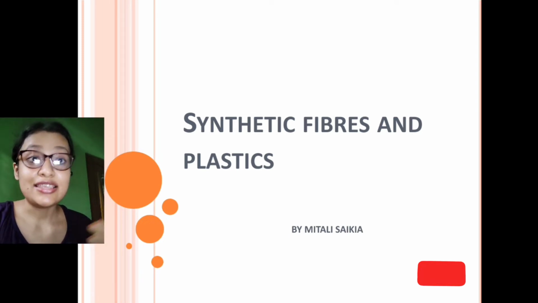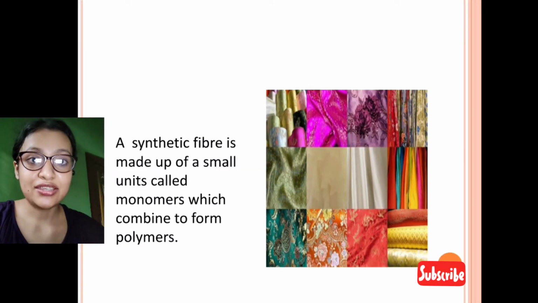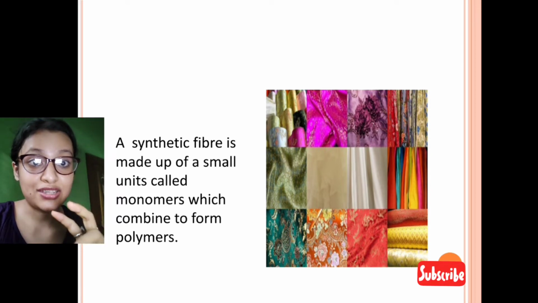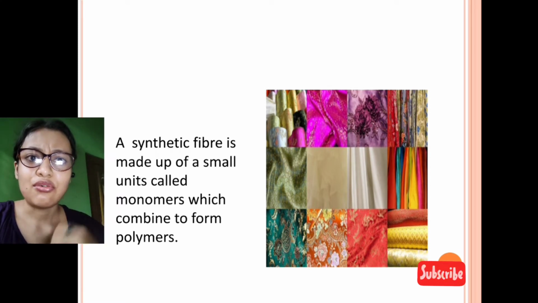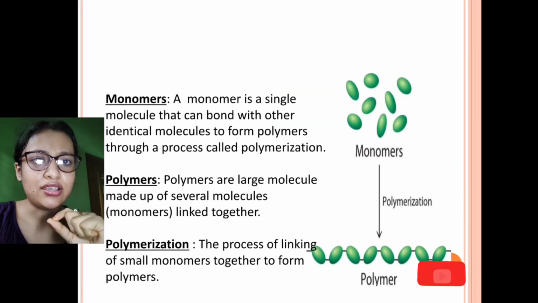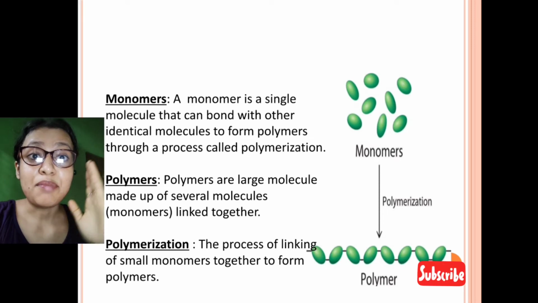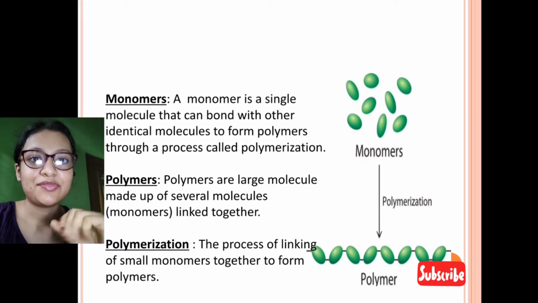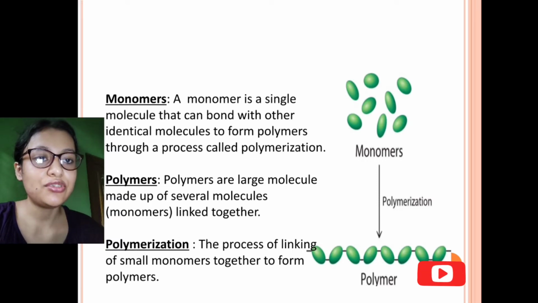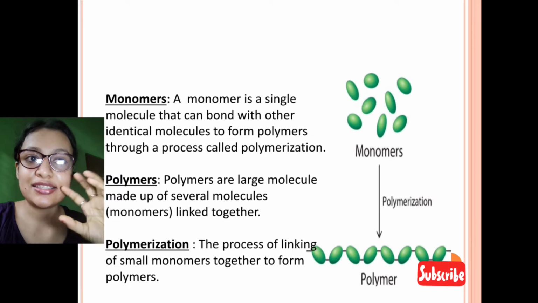Now in this part we'll discuss synthetic fibers. Synthetic fibers are man-made, and are made up of small units called monomers, which combine to form polymers. Now what are monomers? Monomers are single molecules that can bond with other identical molecules to form polymers through a process called polymerization. You see in the picture, monomers are single molecules.